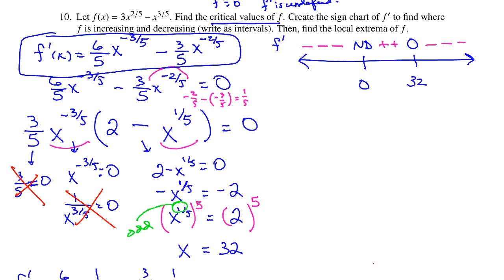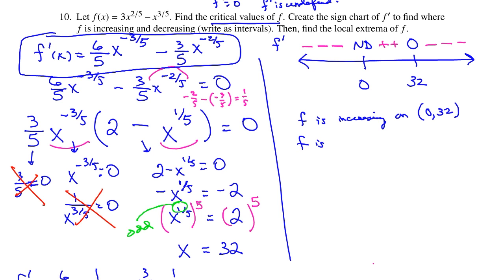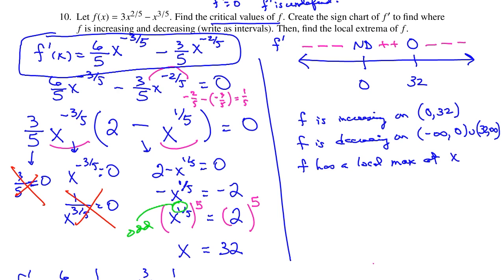And that tells us the following. F is increasing on 0 to 32. F is decreasing on negative infinity to 0 union 32 to infinity. What about 32? F has a local max at x equals 32. F has a local min at x equals 0.